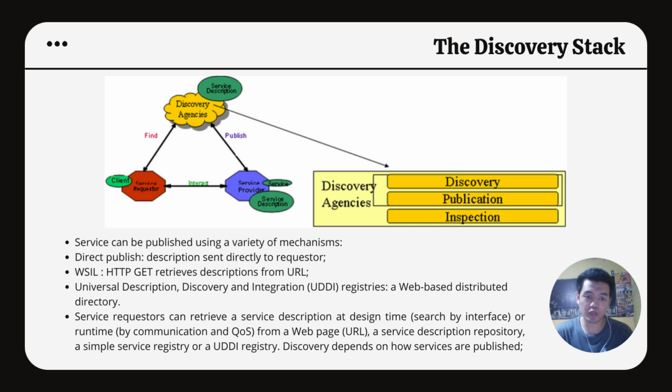Lastly, the service requester can retrieve a service description at design time, searching by interface, or at runtime by communication and QoS from a web page or URL. A service description repository, a simple service registry, or a UDDI registry discovery depends on how the services are published.